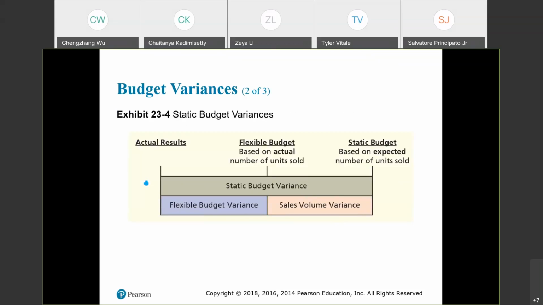So this slide is more straightforward to show this point. Again, the variance in the static budget consists of two parts. The variance could be attributed to the flexible budget variance, which shows the difference in price or the cost. And another attribution is a change in sales volume.